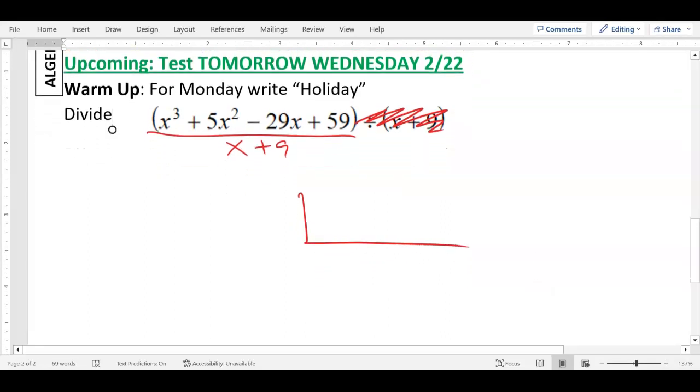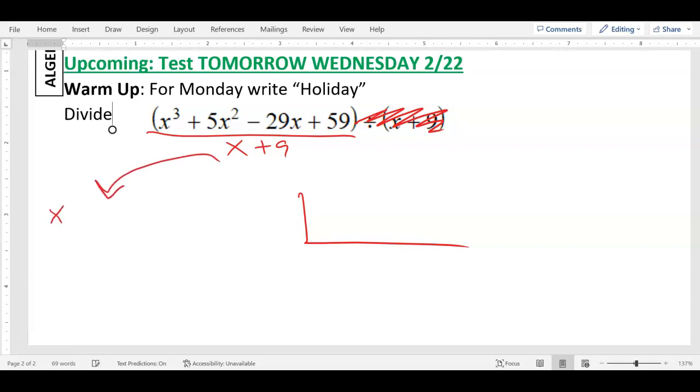How do I figure out the multiplier that goes right here? Y'all remember? What's my first step? Okay, x plus 9 equals what? You have to subtract 9 from x. X plus 9 equals what? What do I set this equal to? 0. Okay. So does everyone remember this from last week?